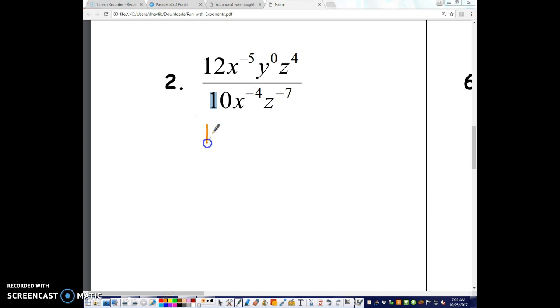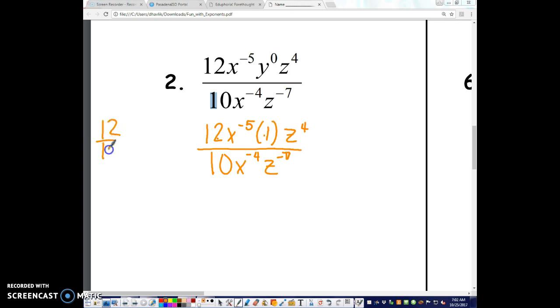So we have 12 x to the -5th, 1 z to the 4th over 10x to the -4th and z to the -7th. Okay? 12 times 1 is what? Just 12. Okay? So we have 12 over 10. We're going to do our whole numbers first. What does that simplify down to? Type into your calculator, parentheses, 12 divided by 10, close parentheses. Okay, you hit enter, it says 1.2, so we hit math, enter, enter, 6 over 5.